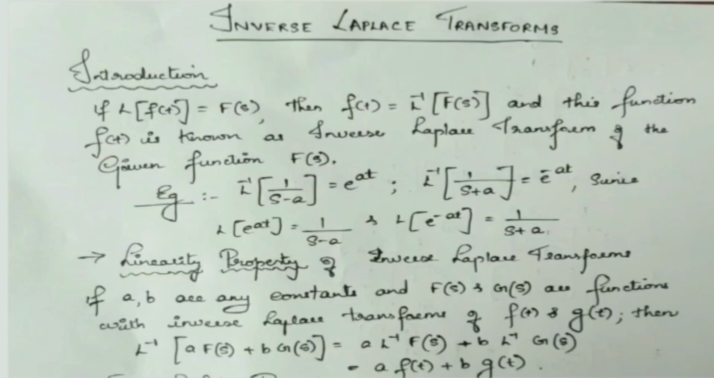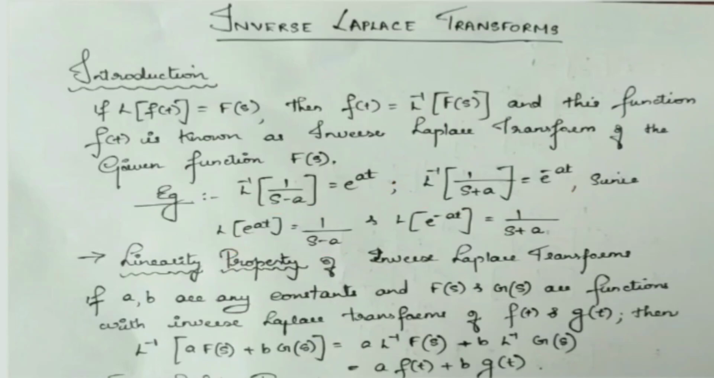For example, Laplace inverse of 1 by s minus a is given by e raised to at, and Laplace inverse of 1 by s plus a is given by e raised to minus at. How? We know the Laplace transform of e raised to at is 1 by s minus a, and Laplace of e raised to minus at is given by 1 by s plus a. So just take this L to the RHS. We'll get e raised to at equal to Laplace inverse of 1 by s minus a and e raised to minus at equal to Laplace inverse of 1 by s plus a.